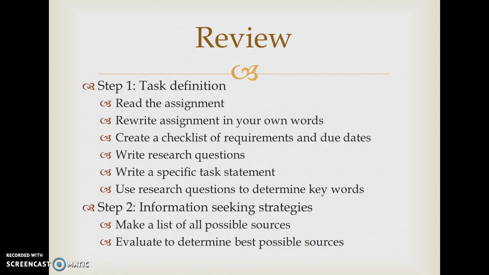In step 2, you should make a list of all possible sources to answer your research questions and evaluate those sources to pick out the best ones.